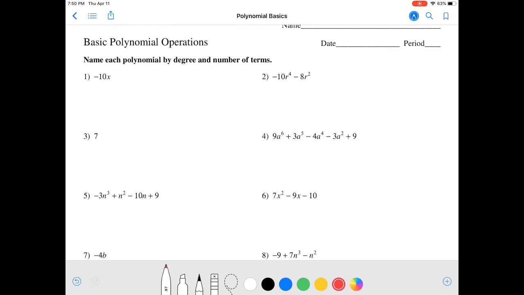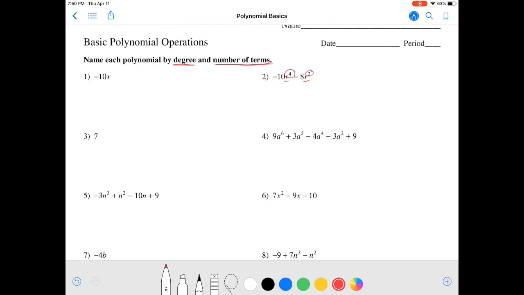So for the first thing on your worksheet, we're going to be naming our polynomials by degree and number of terms. If you remember, when we have the same variable for all of our terms, then the degree is going to be determined by the highest exponent of the variables. So let's take a look at problems 2 and 4.